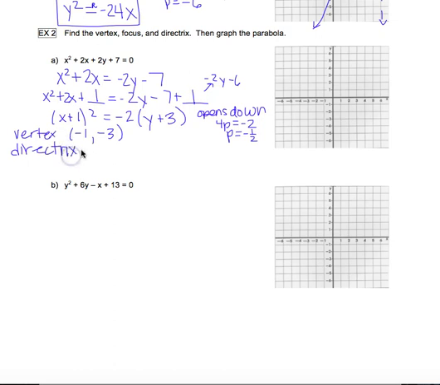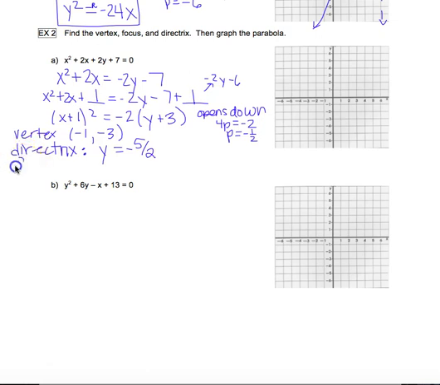So the directrix is going to be a y equals. Because p is negative 1/2, I'm going to go half a unit up from the vertex. So negative 3 up half a unit is negative 2.5, which is negative 5/2.